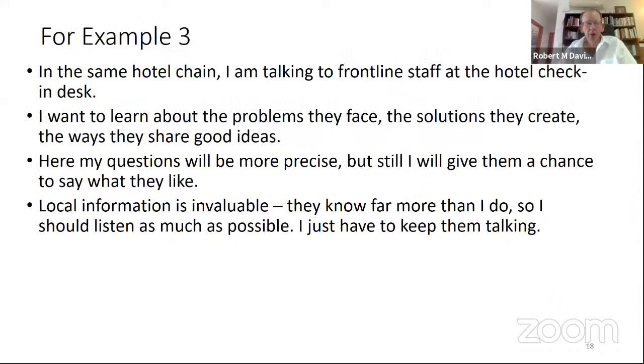But talking to the staff at the check-in is not the same conversation. The check-in staff don't have time for conversation. They're too busy. In fact, when I interview them, they have to stop talking to me very frequently because they have to attend to the customers who are checking in or checking out who've got problems.